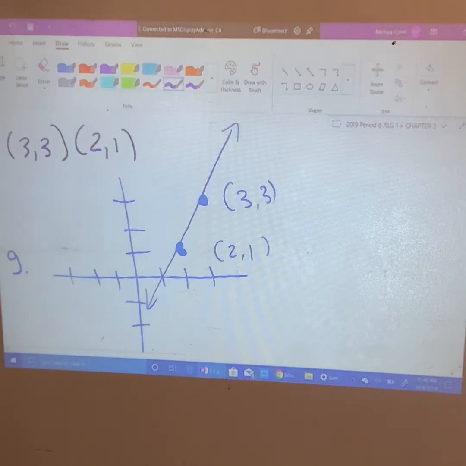But then some of you might want to write it down as 2, 1 and then 3, 3. It doesn't matter what order you write them either. Just write them down and do the math accurately. So let's see, I'll go through both of these.